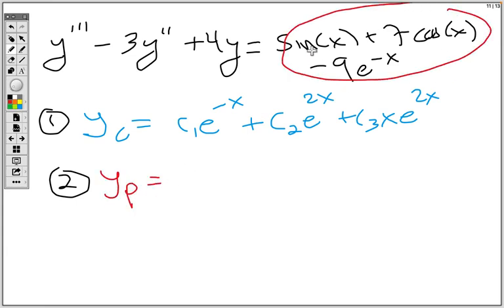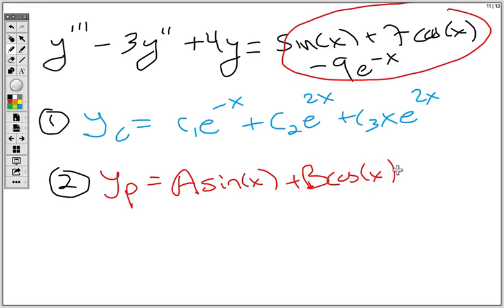And now for the YP, I look at this side. I say, okay, well, I've got sines and cosines, so I'm going to put a sine in there. And remember, even if you just had a sine with no cosine, you'd want to have a cosine in there, because as you take derivatives of sine, you will generate cosines anyway. And I've got an exponential there, c e to the minus x.